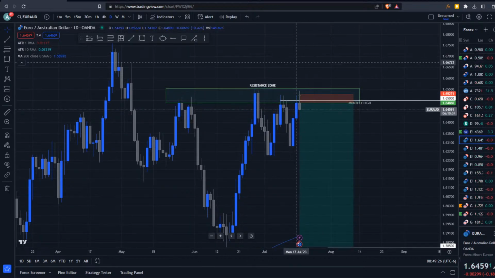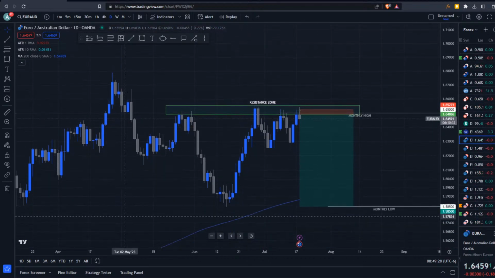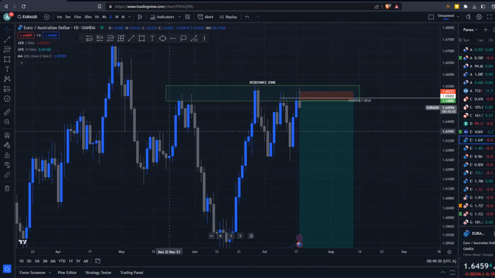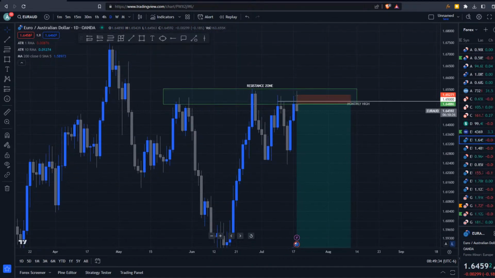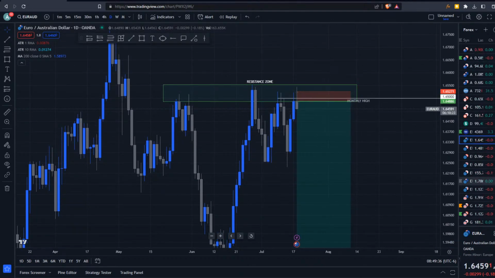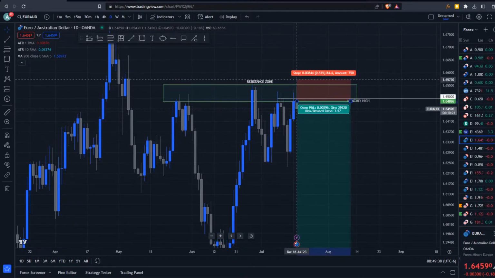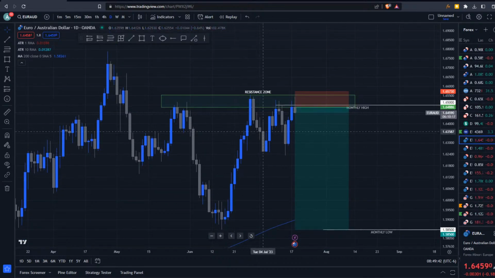Euro Aussie, so this is interesting because it is very bullish. However, it seems to be losing momentum. We got 1, 2, 3, 4, now 5 rejections. So this could be a good short position. Again, it is counter trend trading, but you could target this monthly low.